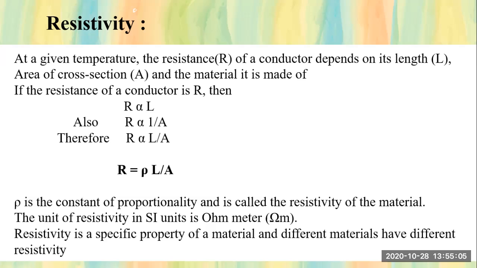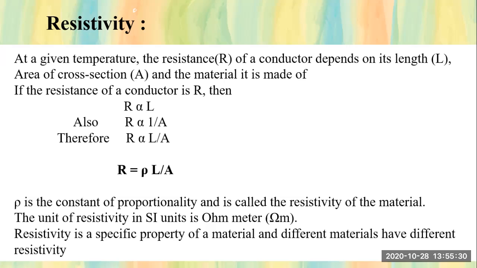Resistivity of a material. Now what is the unit of resistivity? The unit of resistivity in SI unit is Ohm meter. Now see rho, if I take L upon A from the right hand side to the left hand side, we will see rho equals RA upon L. Now the SI unit of resistivity is Ohm meter.